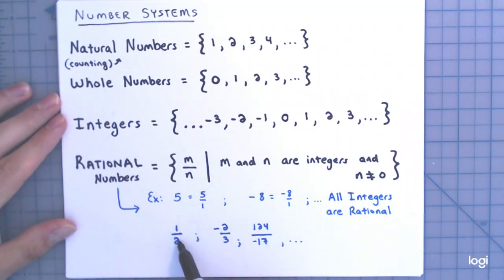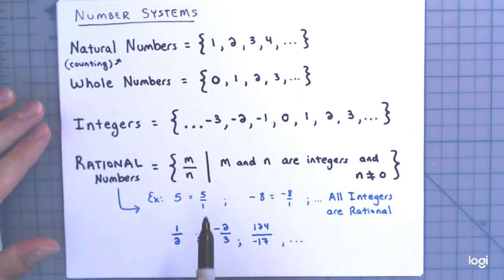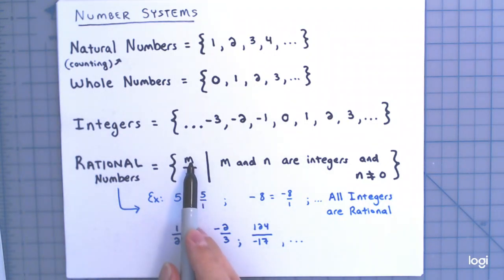Like 1 over 2, right? 1/2. That's not an integer, but it is a ratio of two integers, right? Integer 1 over integer 2. -2 over 3, -2/3 is a rational number, integer over integer. Some crazy 124 over -17, integer over integer, and so on. I can make up examples all day long. But it's just any number that can be written in the form integer over integer, and that denominator integer is not 0.